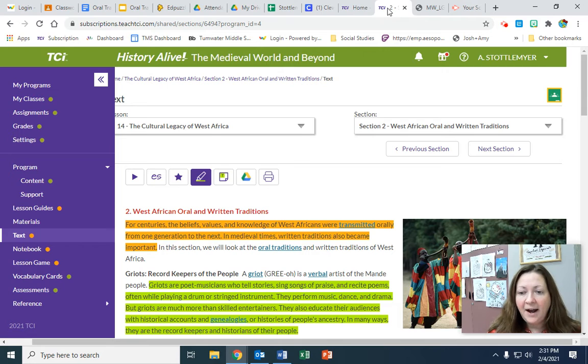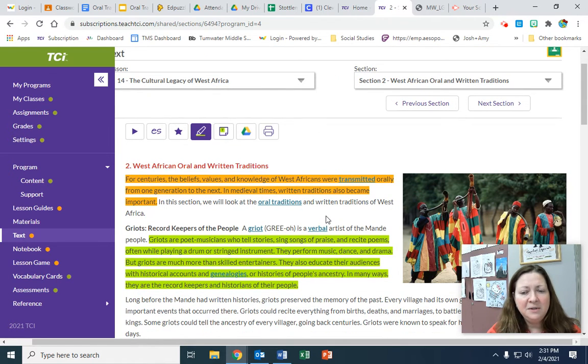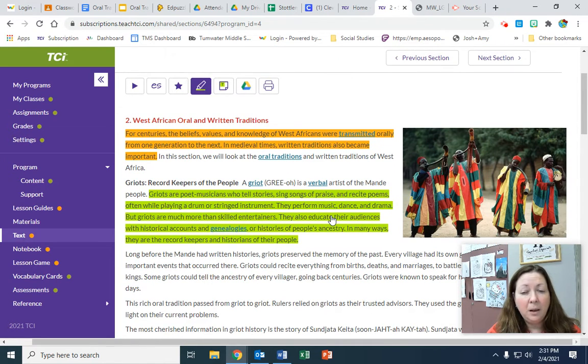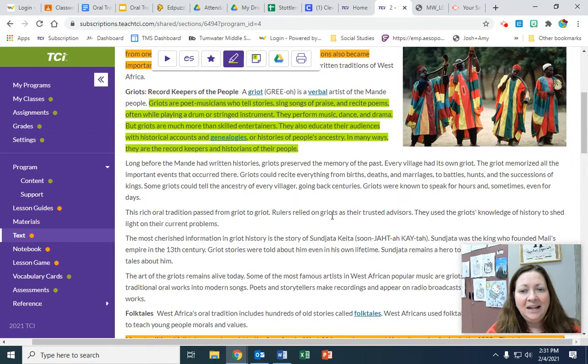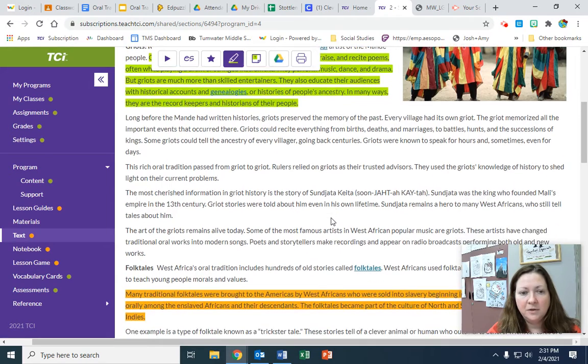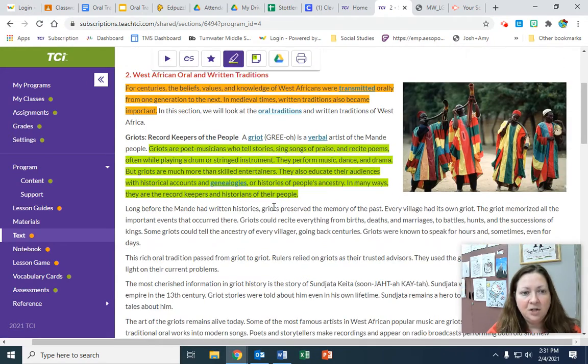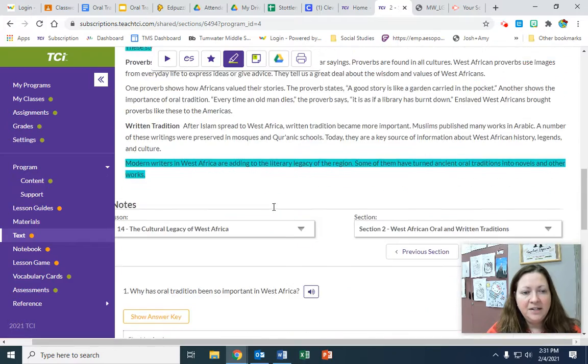So I have pre-highlighted this just to kind of get you started. So remember, the triangle reads it aloud, ES converts to Spanish, main ideas. So I've already clicked the main ideas. I'm going to tell you that some of these questions could be maybe a little bit clearer. And we're going to spend a lot more time on this next week, going into more detail and giving you examples of the griots.